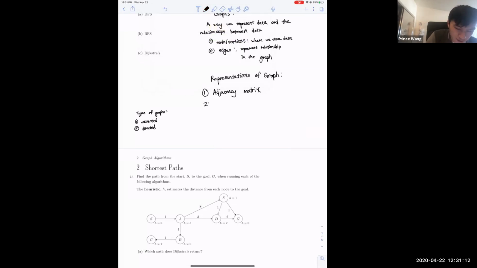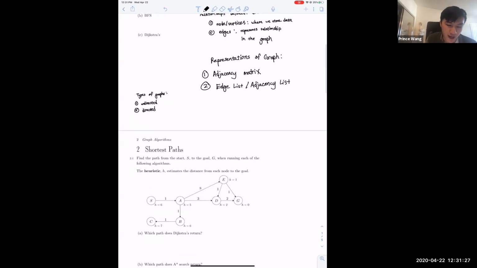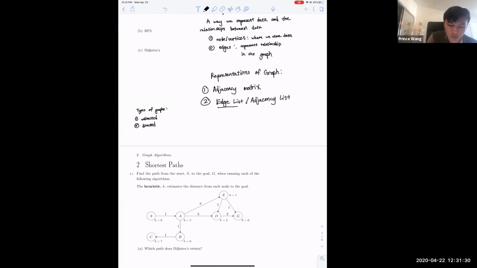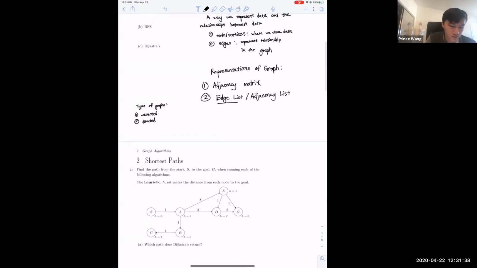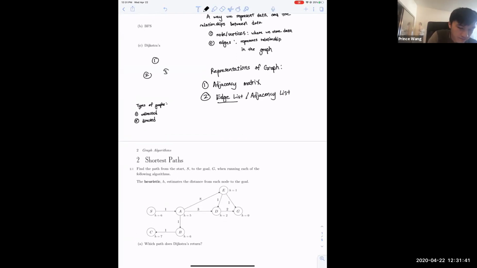So another way we represent it is called an edge list, or AKA adjacency list. So not a matrix, but a list. Yeah, so what do I mean by that? In an edge list or adjacency list representation, you have a list for all the nodes, right? Again, in this example, you have a list for 1 where all the elements in the list are the nodes you can reach from 1.